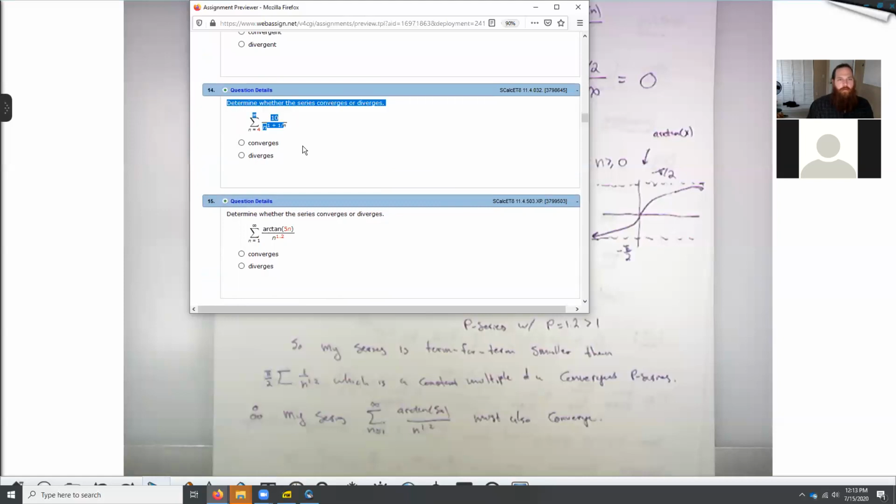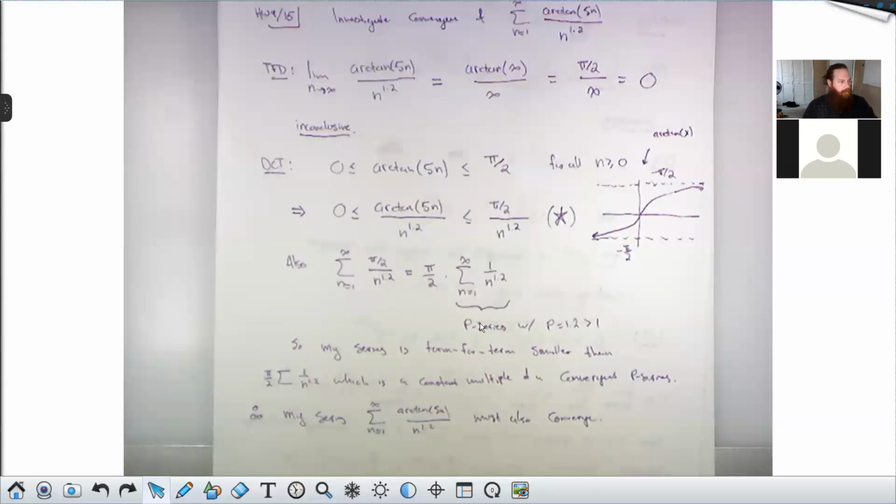Another hint I'll give, 14, try a limit comparison here. This little piece up here, the 1 over nth power goes to 0. So this is a lot like 10 over n to the 1. All right. I think that's enough homework.